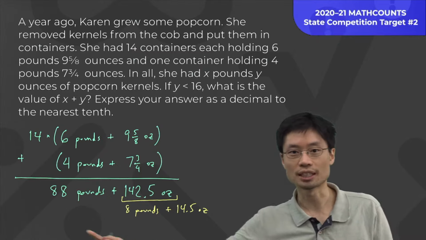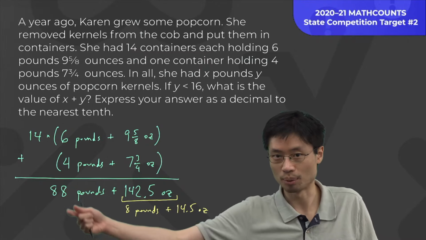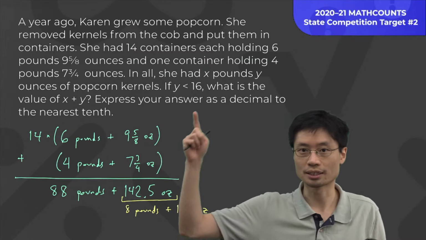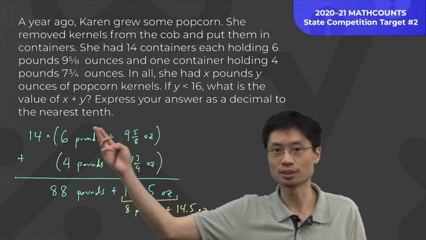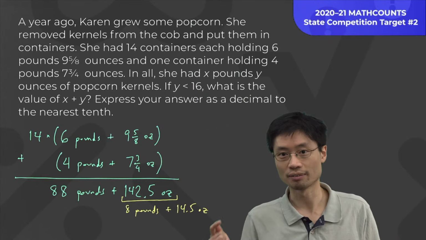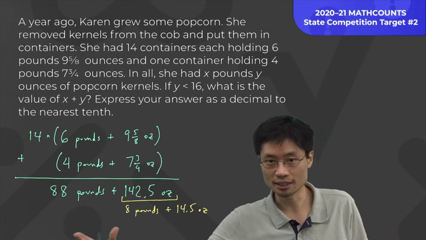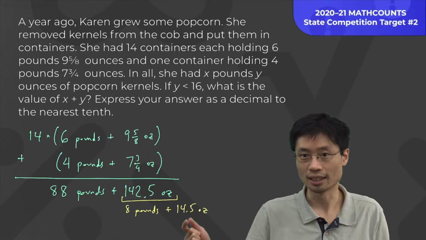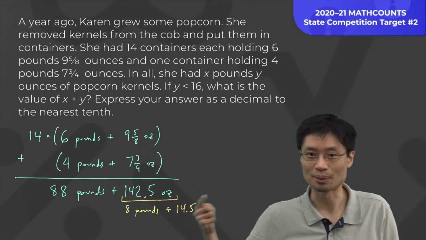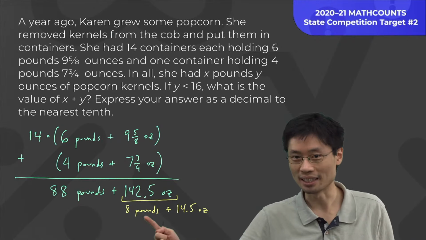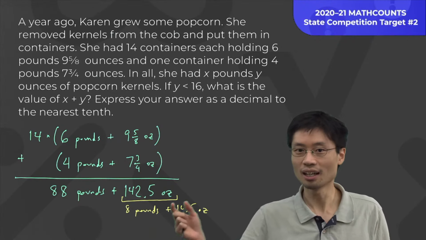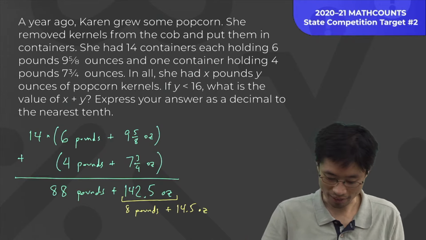Great. To finish this, I need to do 88 plus 8. That's going to be the number of pounds total. That's the X. And the Y is going to be this 14.5. So my answer is the X plus the Y. I need to know X plus Y. So add everything up. 88 plus 8 is 96. So 96 plus 14.5, what is that?